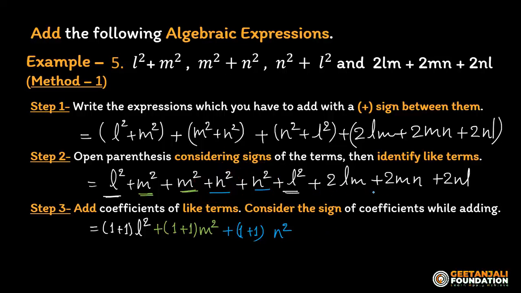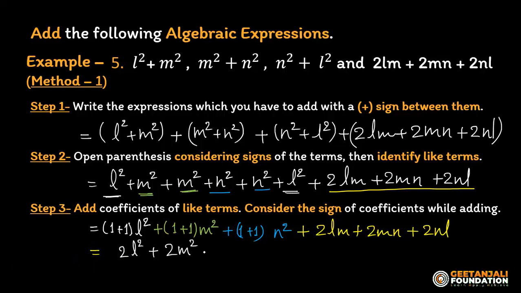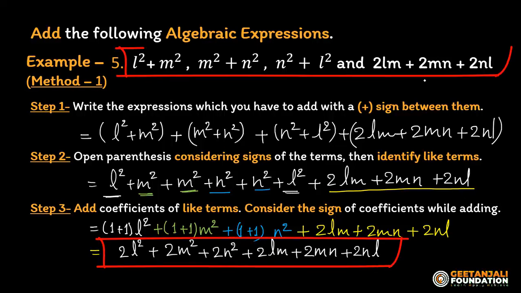Now last part, 2LM, 2MN, 2NL. You can see there is no matching term. So I will write them as it is. So it will be 2LM plus 2MN plus 2NL. Now I can further simplify this. 1 plus 1 is 2L square plus 2M square plus 2N square plus 2LM plus 2MN plus 2NL. So this is our answer. When we add all these expressions, this is our answer.